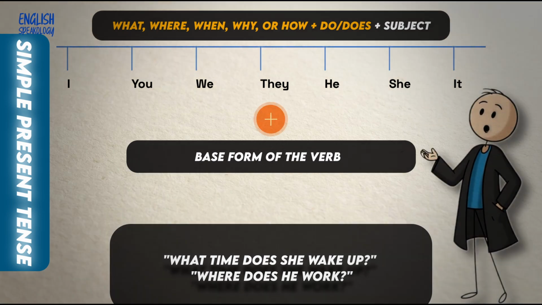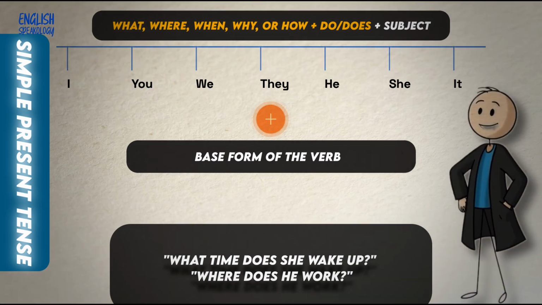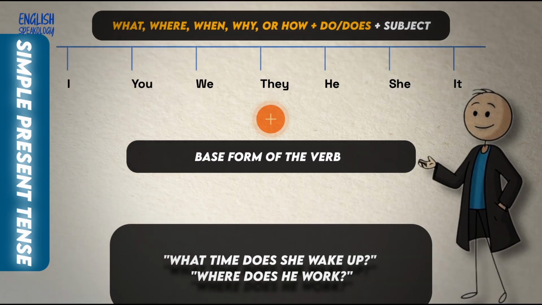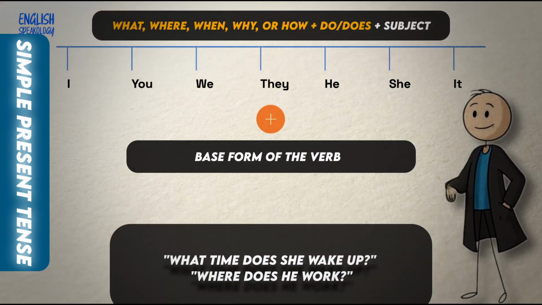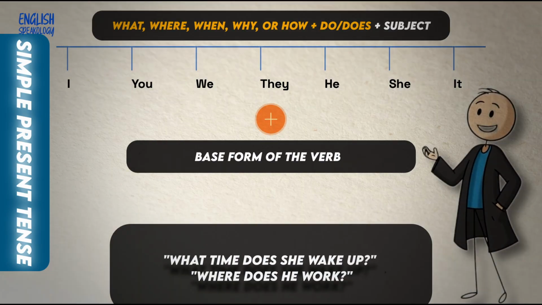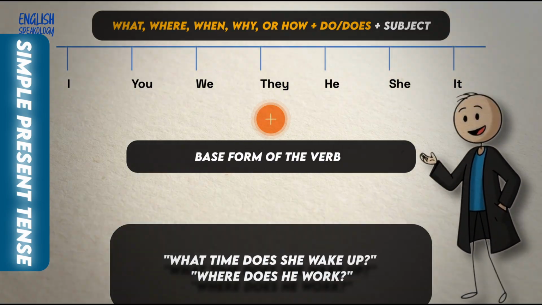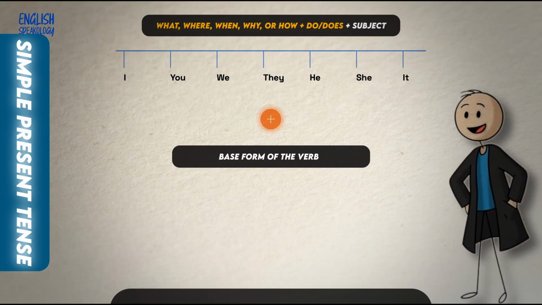Notice the pattern never changes. WH word plus do or does plus subject plus base verb. That's really the entire grammar rule for today. Just remember that small S for he, she, and it. Everything else stays exactly the same.